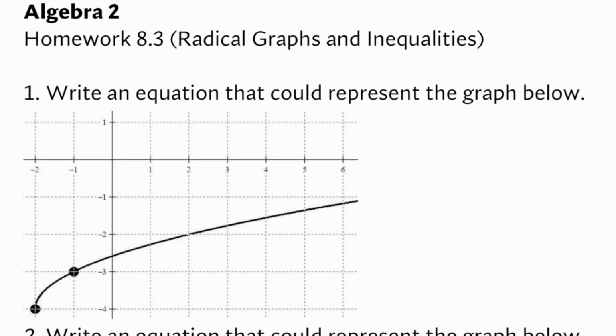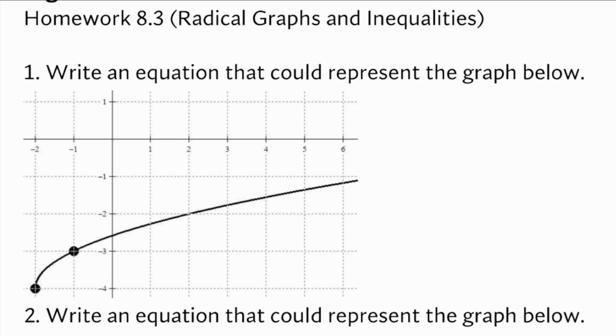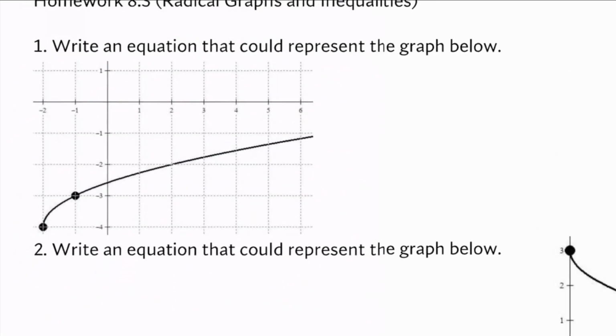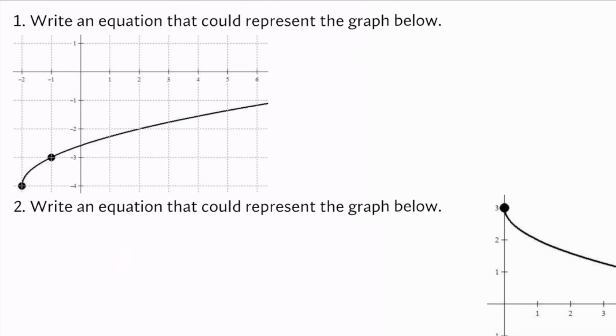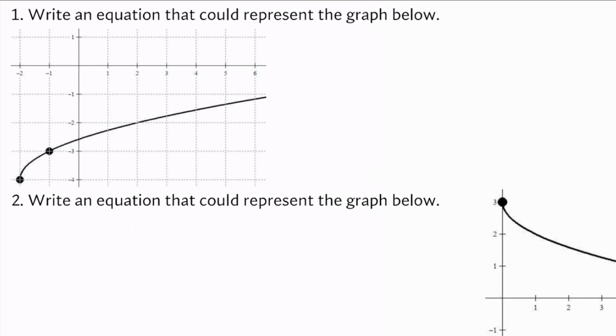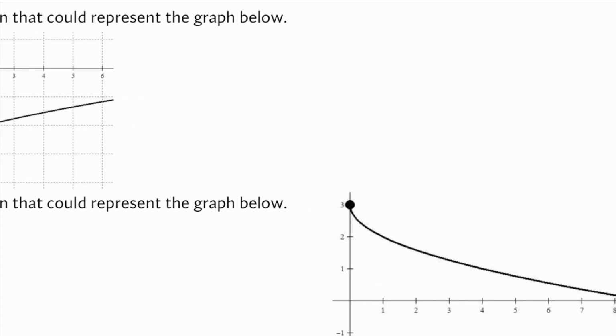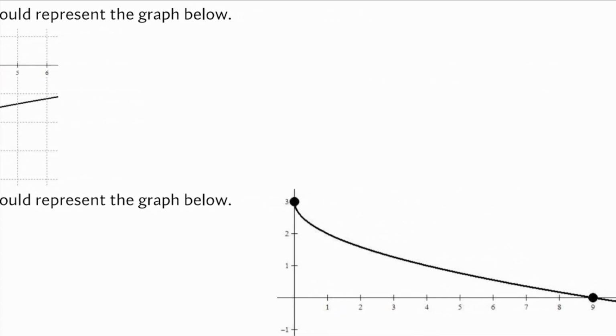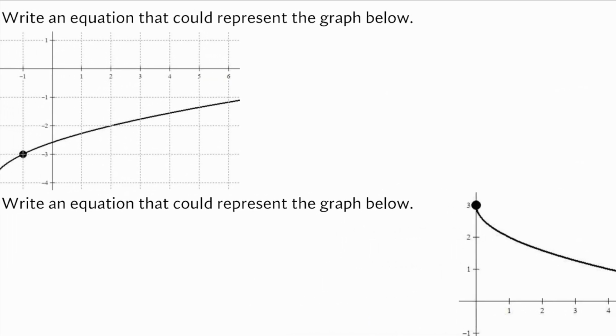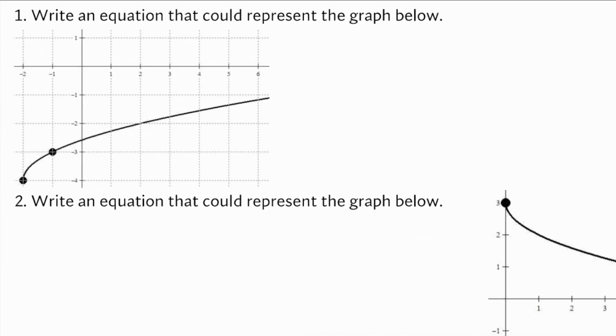It's like, hey, here's a graph, write an equation that could represent the graph. So maybe I'll zoom out to show both of them. Both of these are going to be square root graphs because we're really only dealing in square root and cube root graphs right now. And cube root graphs, their domain doesn't just start or stop somewhere. We can put anything we want into a cube root equation. So this one, because it starts over here at x equals -2, I know this is a square root equation.